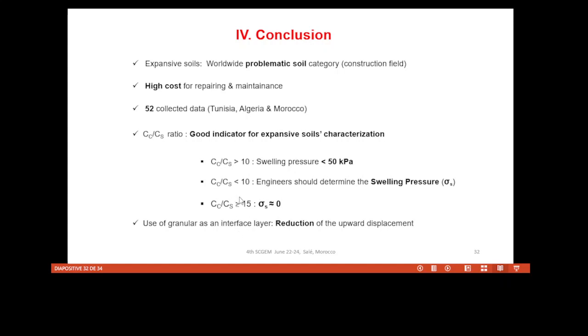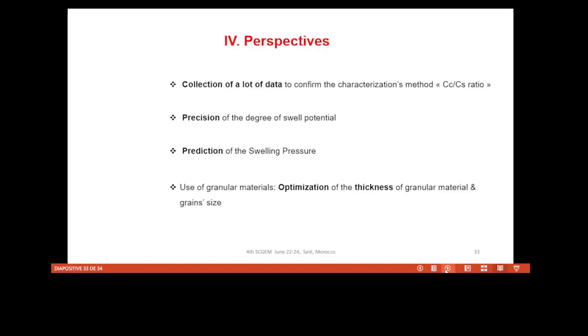When the Cc/Cs ratio is below 10, we need to determine the swelling pressure, and the soil is of course classified as expansive. And for sure, when the Cc/Cs is greater than or equal to 15, almost the swelling pressure is zero, and the use of granular material as an interface may reduce the upward displacement.